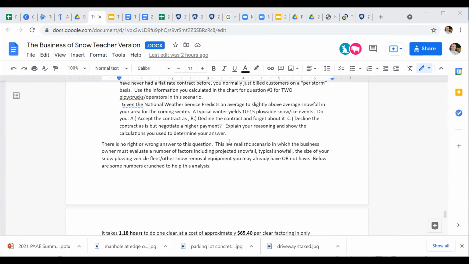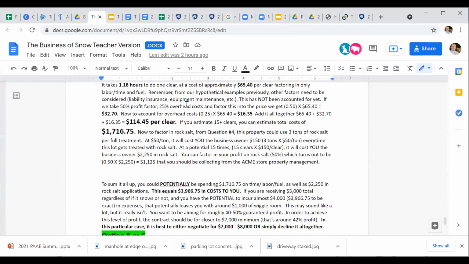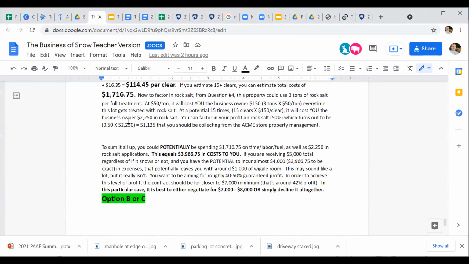Scenario number 8 forces them to, and again, it says right here at the very beginning of the answer, there is no right or wrong answer to this, because it's going to be very case dependent. But ultimately, when you come down here and crunch the numbers that I've laid out for you, $5,000 is not enough, not anywhere near enough to have me commit to doing this, because pretty quickly, in 10 to 15 storms, you're really cutting down into your profit margin, leaving only about $1,000 of profit. That's not enough for me.